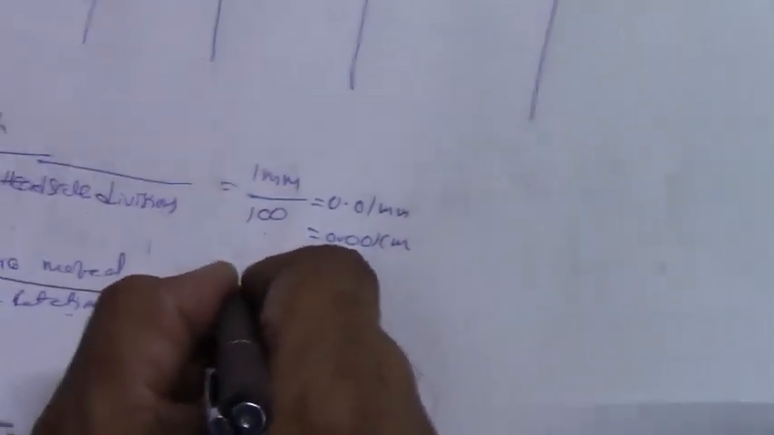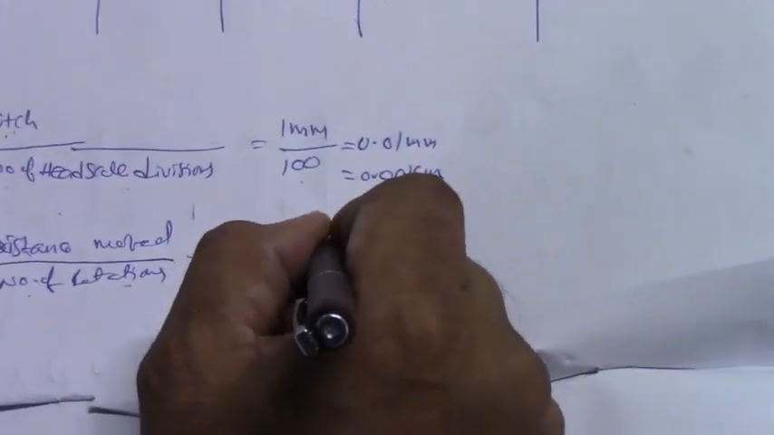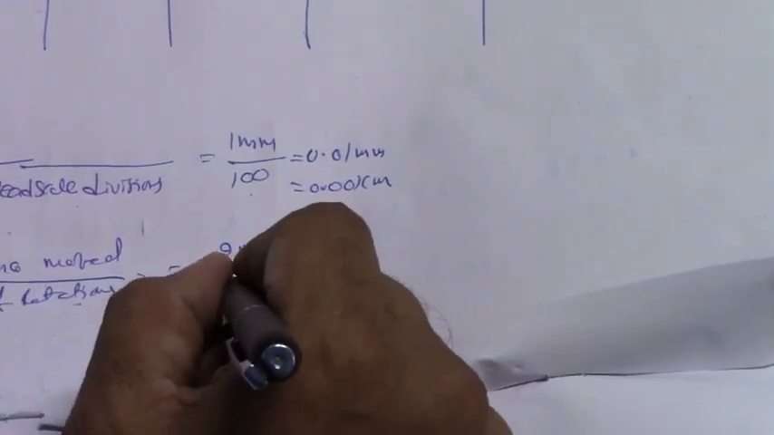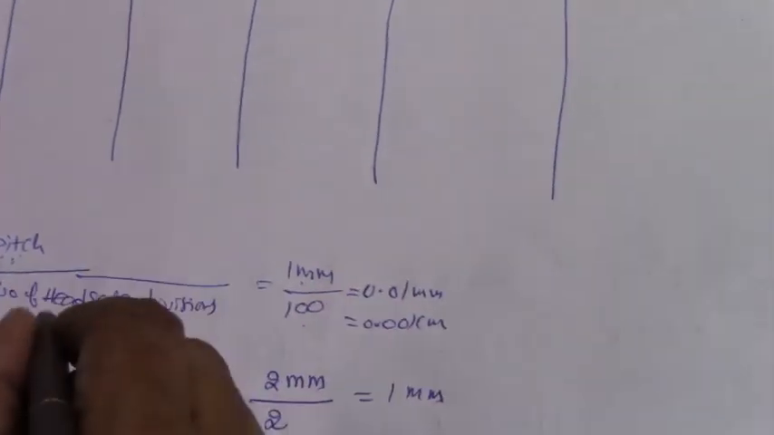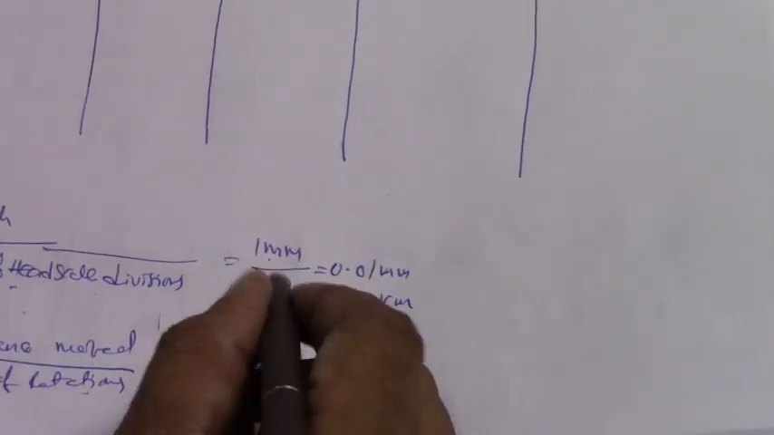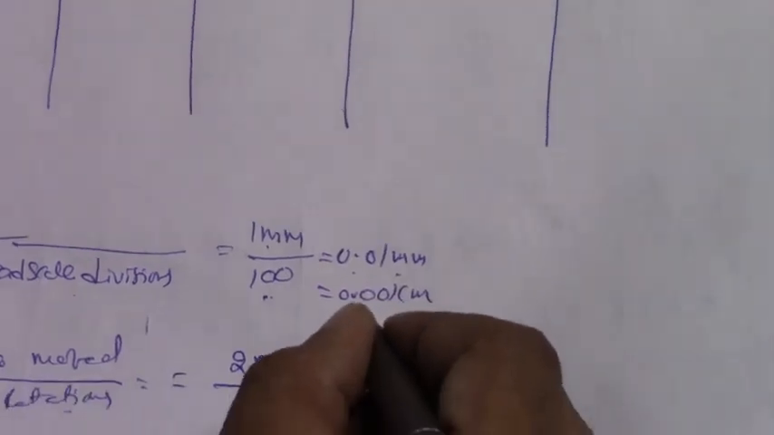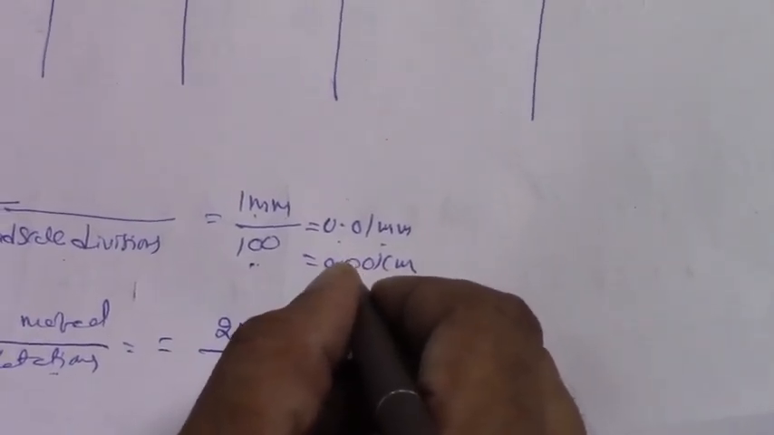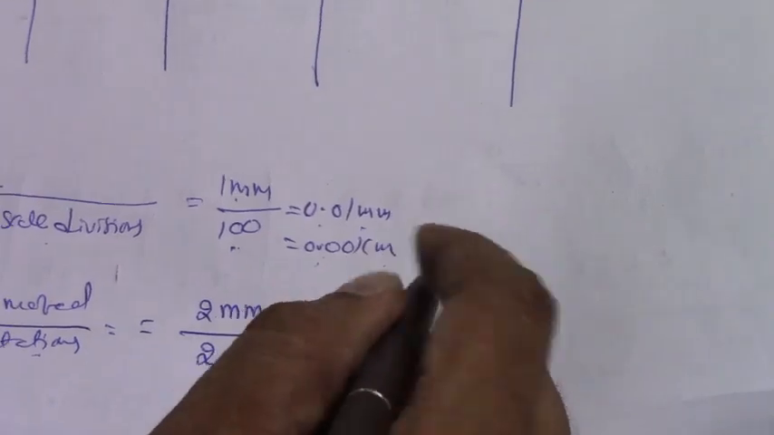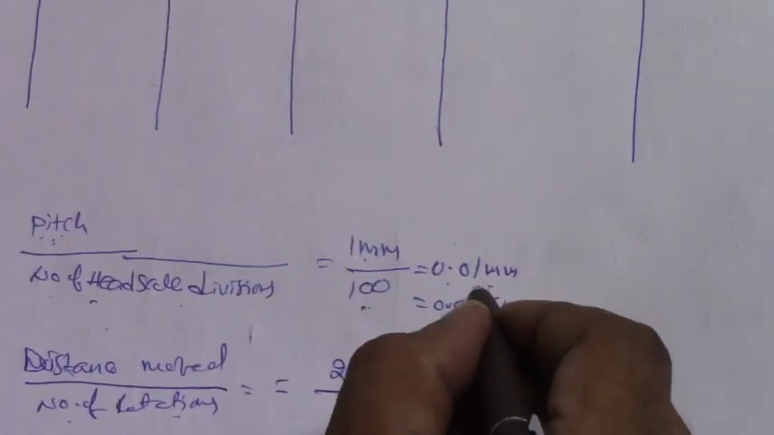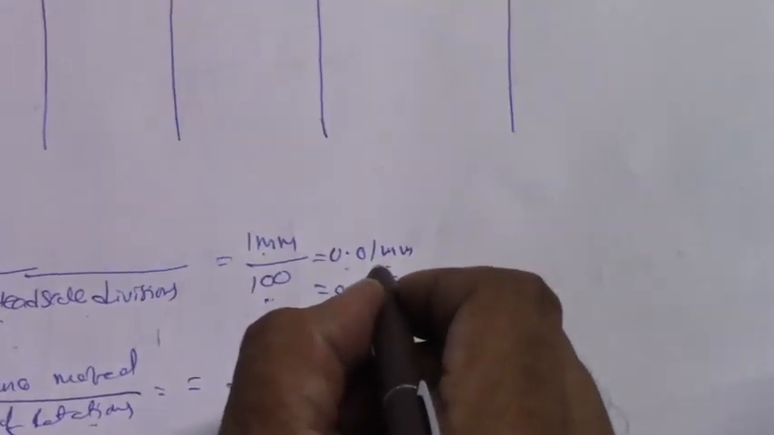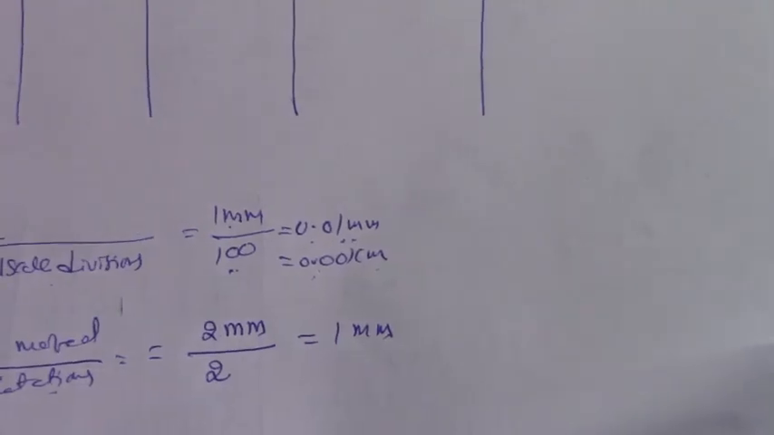Now let me calculate the pitch. Distance moved is 2 mm. By rotating it how many times? 2 times. Rotations are 2. So 2 by 2 is nothing but what? 1 mm. So here pitch is equal to 1 mm, divided by number of head scale divisions, 100. 1 by 100 is obviously 0.01 mm. If you want to convert it into centimeters, one more 0 will be added. So 0.001 centimeters. In this experiment, let us take the LC, the least count, in mm, and finally convert it into centimeters. This is easy.